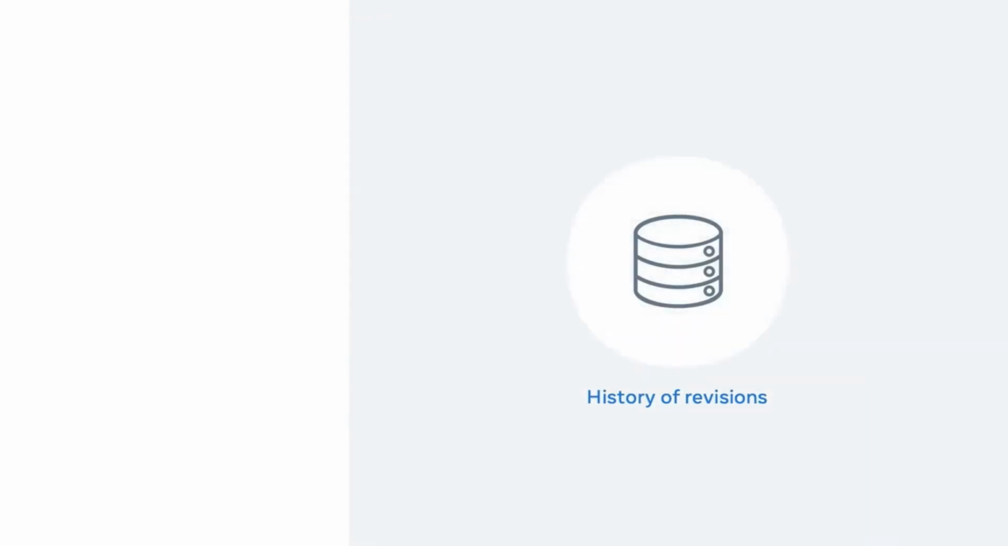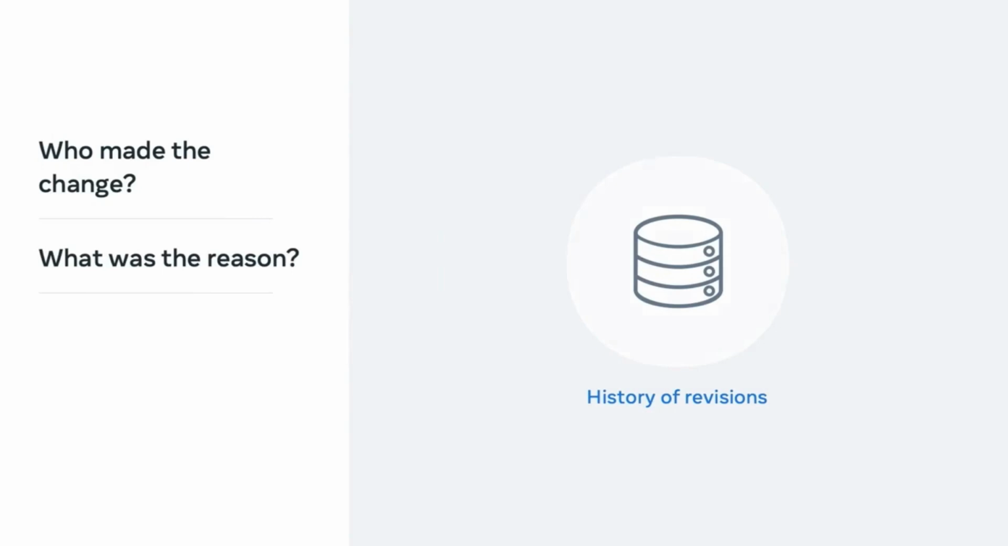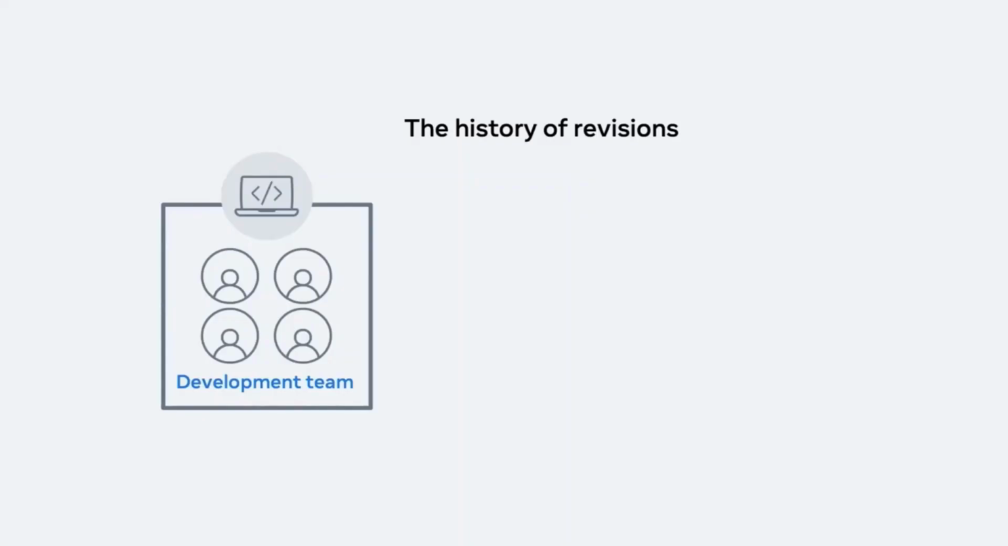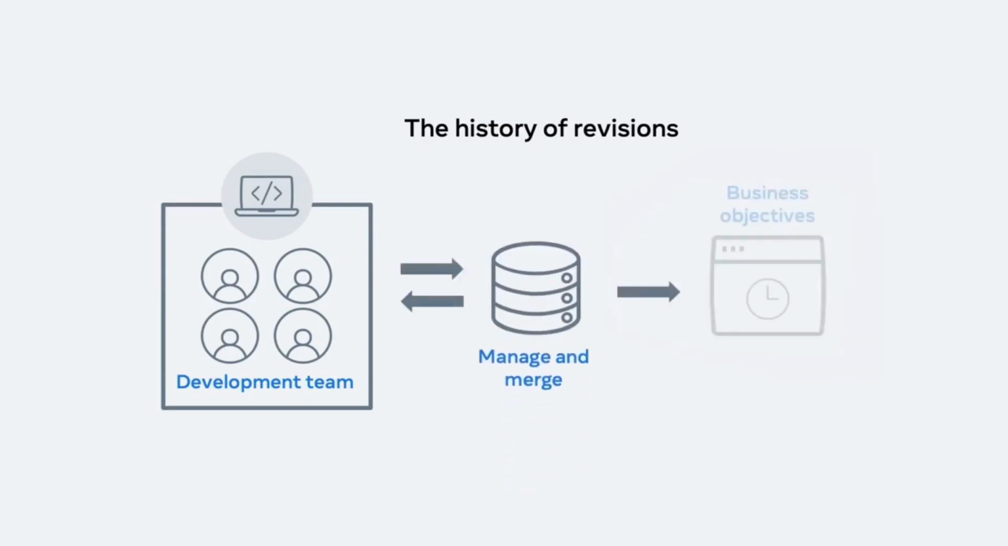The history will show who made the change, for what reason, the code itself and its changes, and the date and time of when they occurred. Typically, on a new project, you will encounter changes in one task that may cause potential issues or conflicts with another. The history of revisions will give the team the ability to manage and merge these changes and deliver the business objectives in a timely manner.